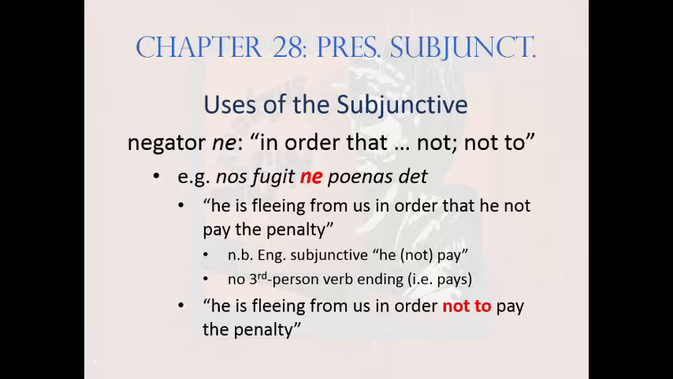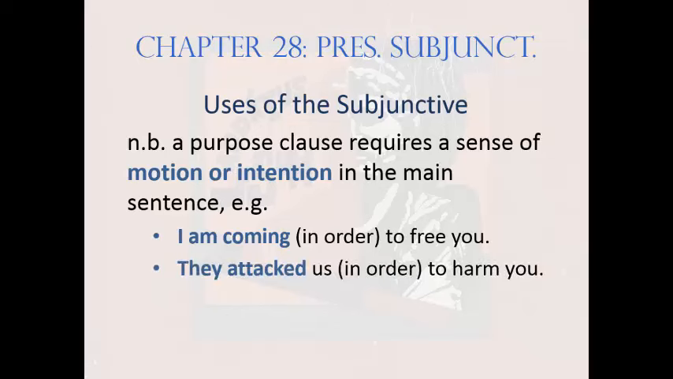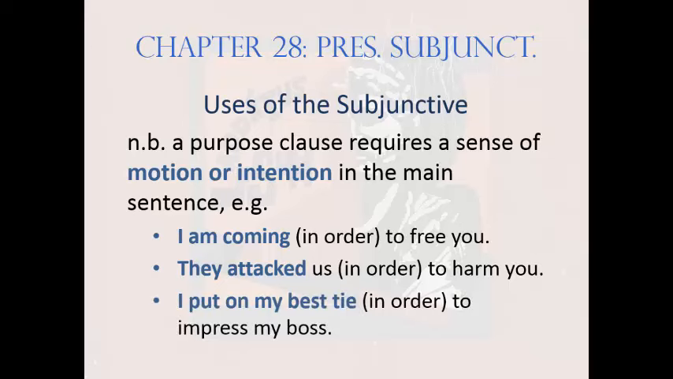Just like an indirect statement needs a verb of the head or some sort of thinking or thought in the main sentence, a purpose clause needs the main sentence to contain a sense of motion or direction, which the purpose clause can then explain. For instance, I am coming, a verb of motion, in order to free you. Or, they attacked us in order to harm you. Or even, I put on my best tie in order to impress my boss.